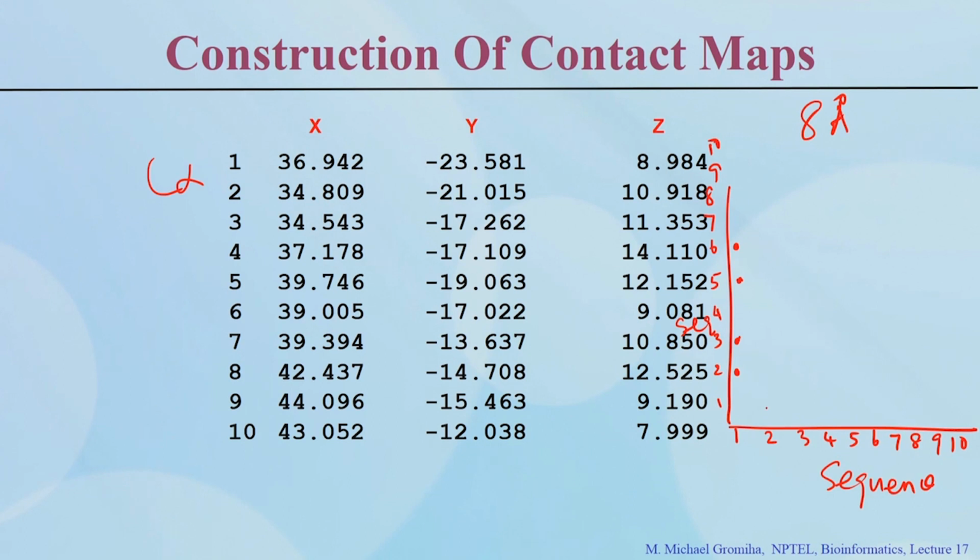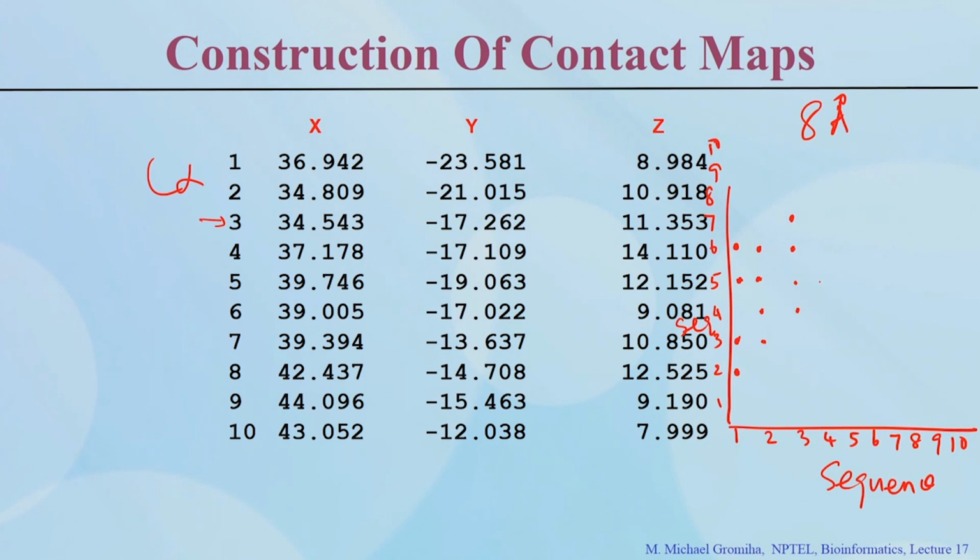Then 2 and 3, yes. 2 and 4, yes. 2 and 5, yes. 2 and 6, yes. 2 and 7, no. 2 and 8, no. 2 and 9, no. 2 and 10, no. Then we go to 3 and 4, yes. 3 and 5, yes. 3 and 6, yes. 3 and 7, yes. 3 and 8, no. 3 and 9, no. 3 and 10, no.